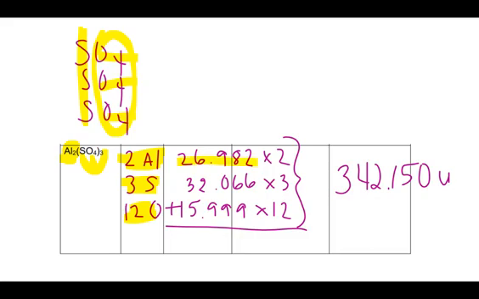So then what we're going to do is look up the mass of aluminum. Should be 26.982. Sulfur is 32.066. And oxygen is 15.999. Multiply by 2 times 3 times 12. Add it all up and we get 342.150 units. So make sure that you have your periodic table handy because we are going to be using formula masses from here on out.